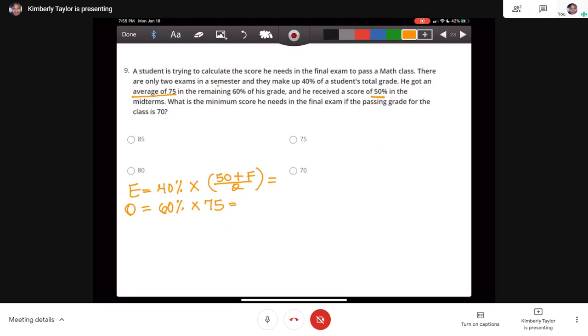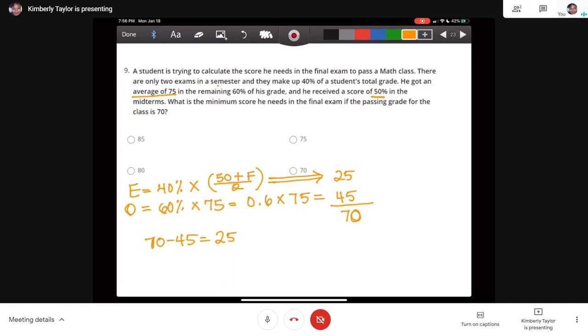So let's go back up. Let's go right here to the other. The other, if I say 0.6, so let me write it out. I'm going to say 0.6 times 75. And what's that? 75 times 0.6. Okay, so he has 45, right? He needs a 70. In order to get the 70, we got to figure out what the exam category needs to add up to. So let's do 70 minus 45. So 70 minus 45 is 25. So he needs to get 25 points out of this exam category in order to make a 70% out of the whole class.